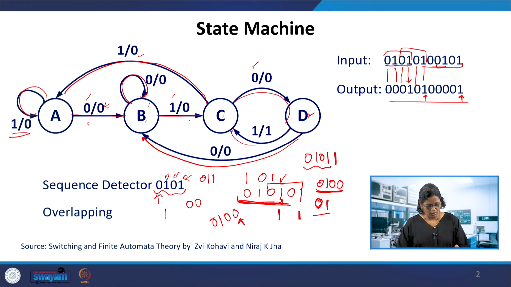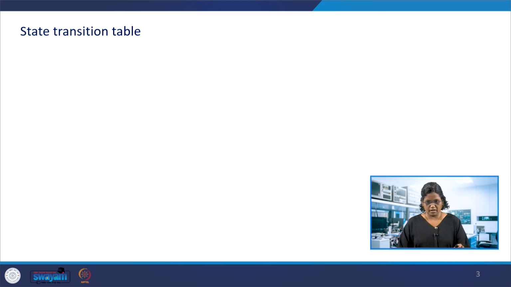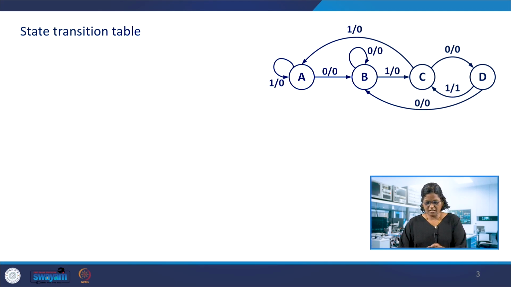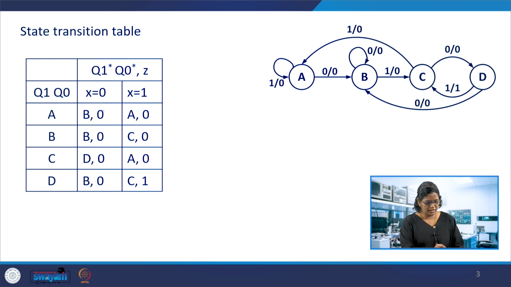This is a 0101 detector, a 4-bit sequence detector, which has 4 states. Let us see how we can convert this state diagram into a digital circuit. The first step is to have the state transition table from the state diagram. We have the state diagram here, and the state table is obtained from it. Usually in the previous case we did the state transition table first and from that drew the state diagram. Here it is the reverse.